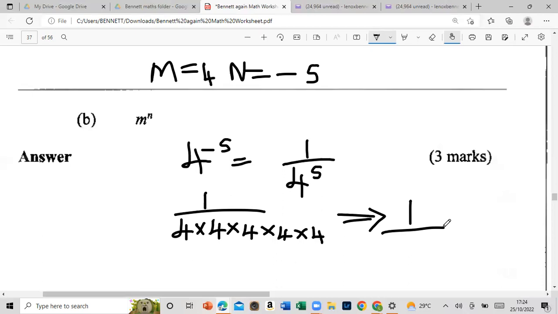So it's 4 times, that's 2, 3, 4, 5. That's 1024. Anybody get that? That would be our answer. Again, you notice it's 3 marks, so it's really a lot of work out. I didn't even see that it was 3 marks.